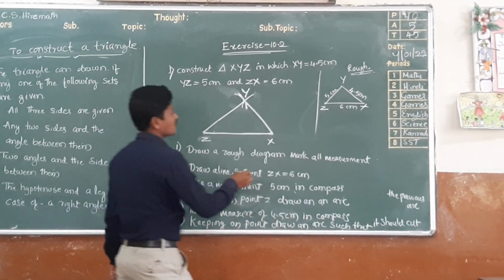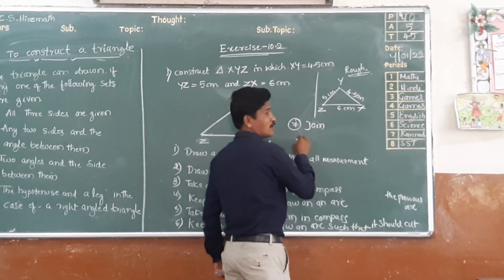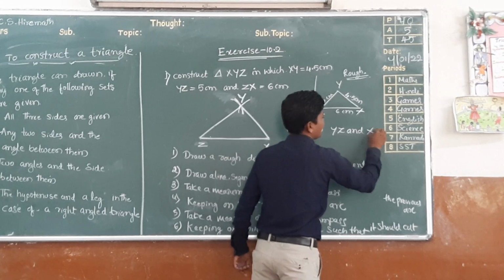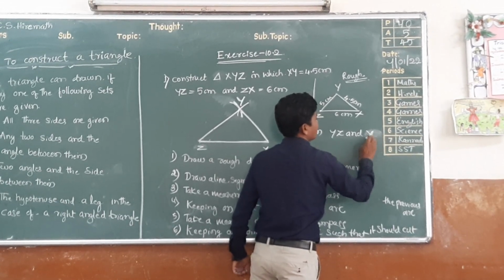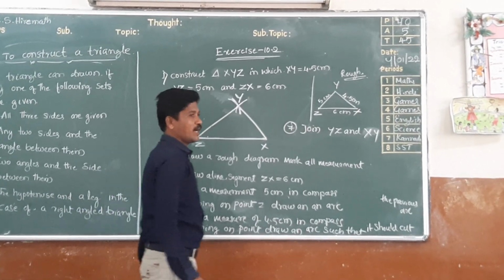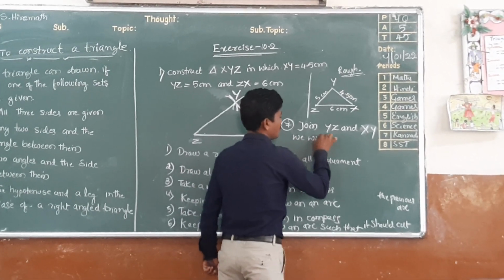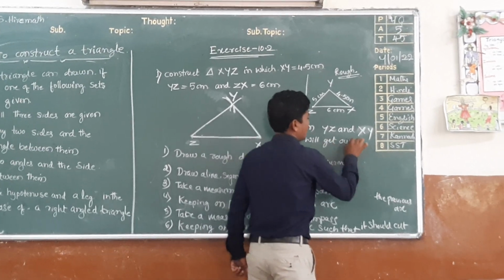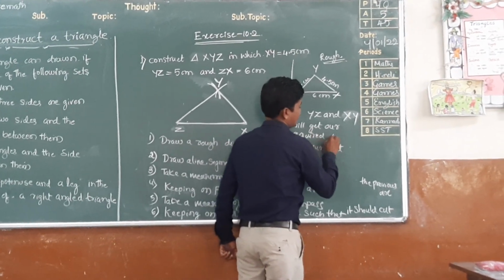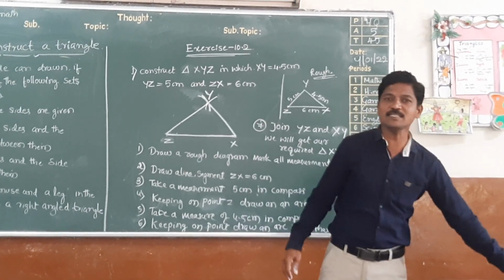So now join, the last step. Sixth is over. Now the seventh one, I am writing here. Join YZ and XY, or YX. Join YZ and XY. We will get our required triangle. Which one? XYZ.